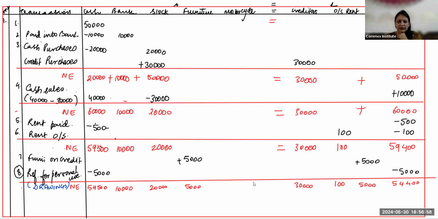So on both the sides, what is our total? 30, 54, 64, 74, 84, and 89,500. 89,500 on both the sides. Right? So we can put an equal to sign.